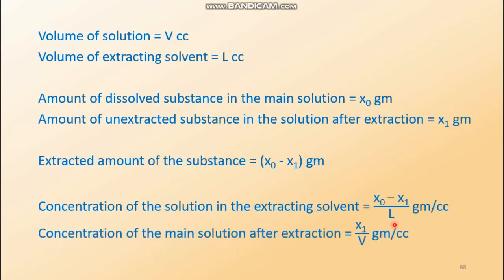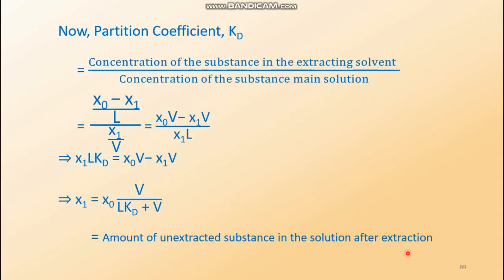And what about the main solution, the aqueous solution? The amount left after extraction is x1 gram. The overall volume of the main solution is V cc. So x1 by V gram per cc is the concentration of the solute within the main solution. Their ratio, according to the Nernst distribution law, is Kd, the distribution coefficient or partition coefficient, and this is definitely a constant. So the ratio of the concentration in the extracting solvent to that in the main solution is x0 minus x1 by L over x1 by V.